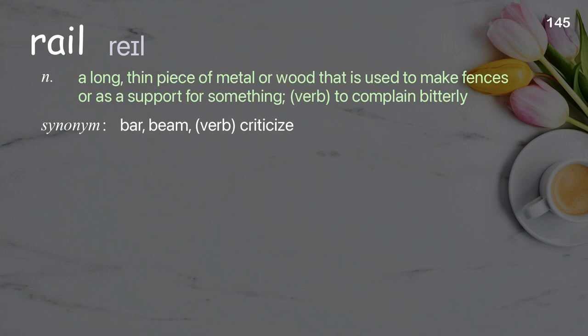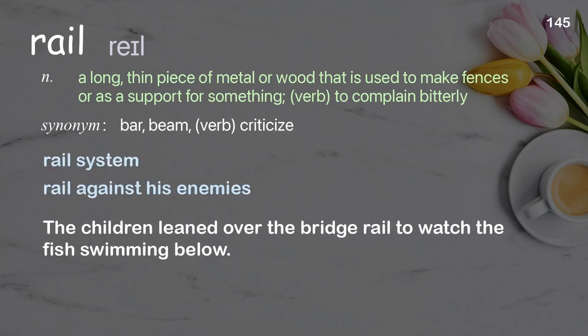Rail. A long, thin piece of metal or wood that is used to make fences or as a support for something. Verb: to complain bitterly. Examples: rail system, rail against his enemies. The children leaned over the bridge rail to watch the fish swimming below.